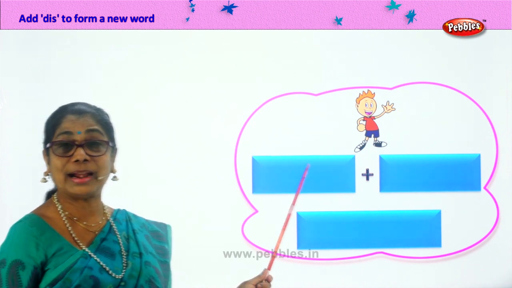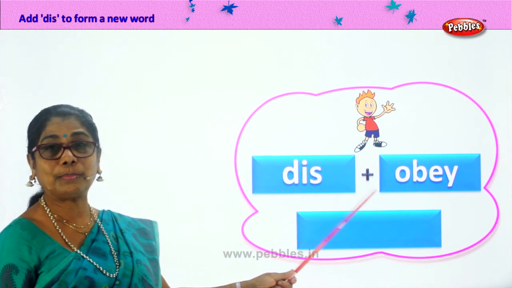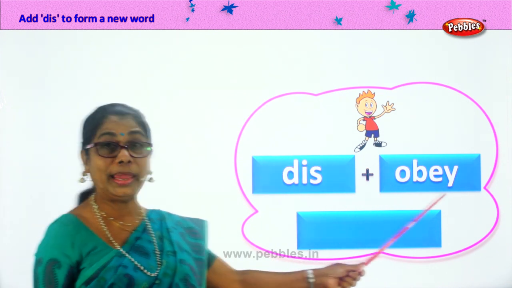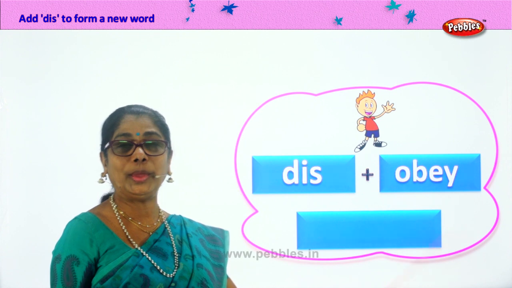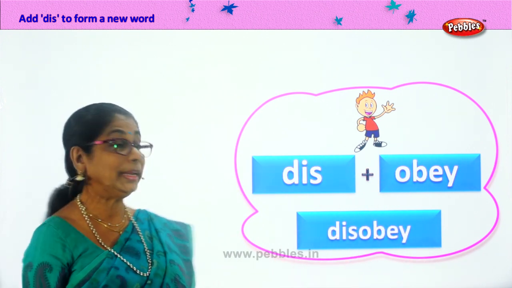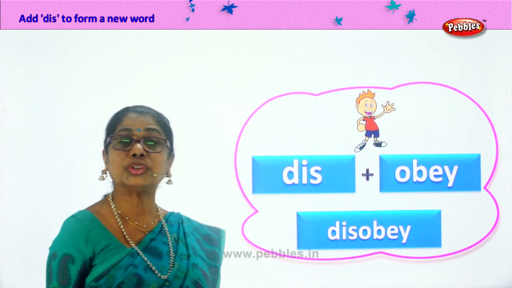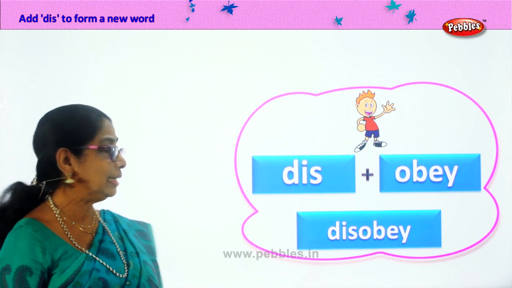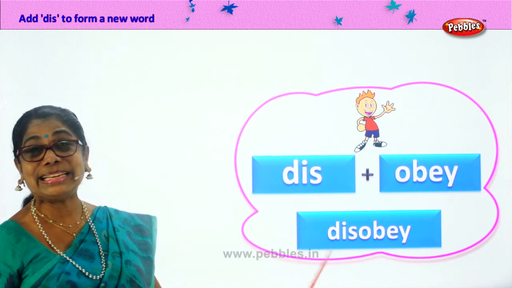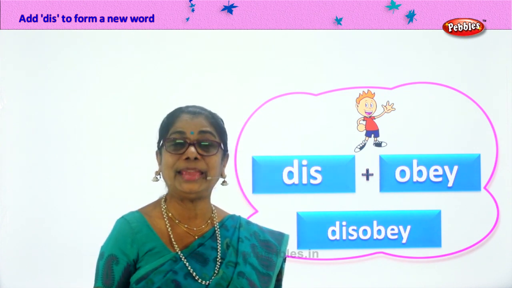Good. Let's go on to a new word. Place this in front. This plus obey. Disobey. Obey, obedient children. Disobey, not to obey. Disobedient. This plus obey. Disobey. We should not disobey our parents. Spell disobey. D-I-S-O-B-E-Y. Disobey. Good.